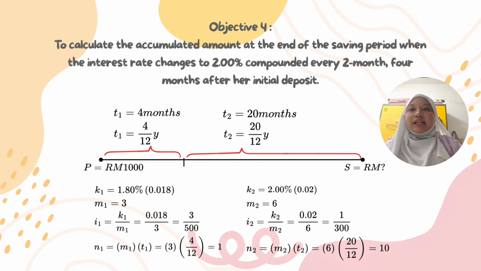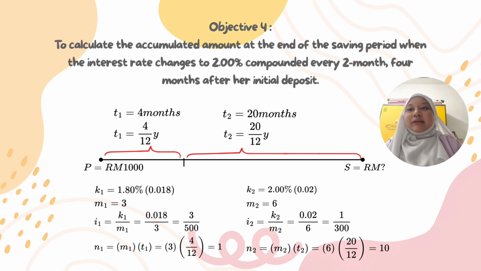The first term, T1, equals 4 months, which when converted to years will be 4 over 12 years. The second term, T2, equals 20 months. T2 equals 20 over 12 years. K1 equals 1.80% or 0.018. The frequency M1 equals 3. Then find I1 using K1 over M1. It will equal 0.018 over 3, which is equal to 3 over 500.